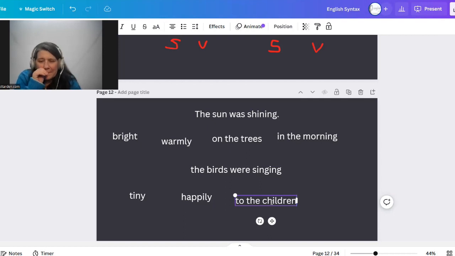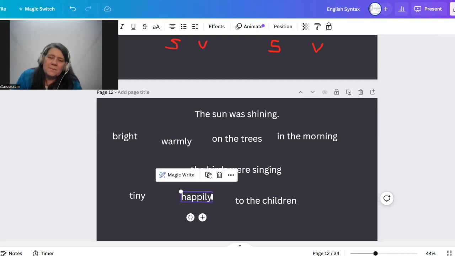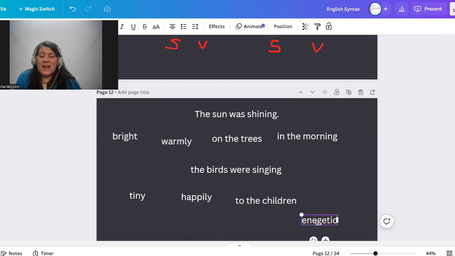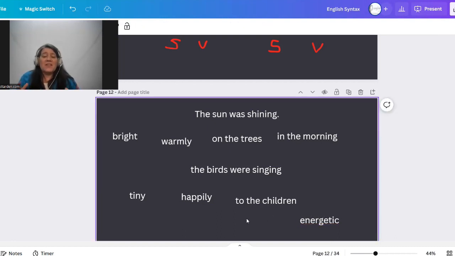And let's describe the children a little bit. Maybe they were energetic. Okay, energetic. They were energetic children. They had a lot of energy. Okay, so we have a lot of phrases that will give more meaning to these two sentences. Let's put them together still in just two sentences.